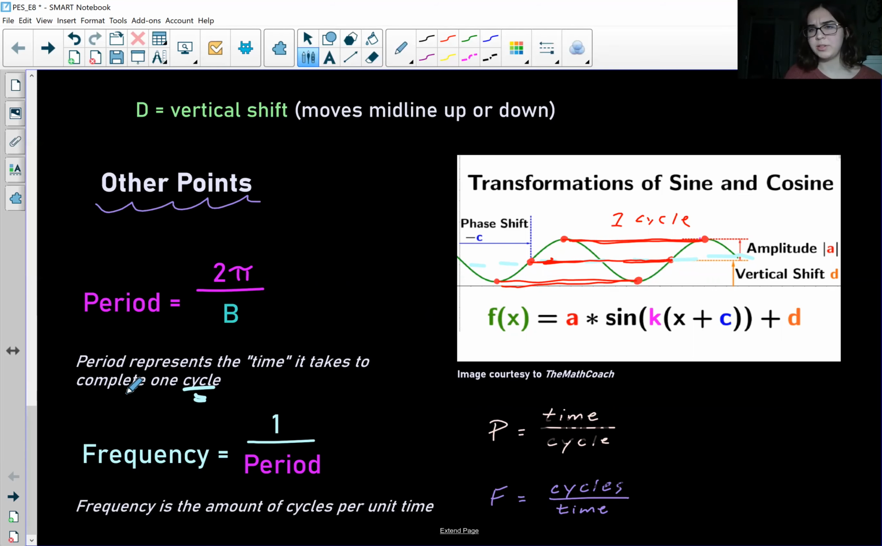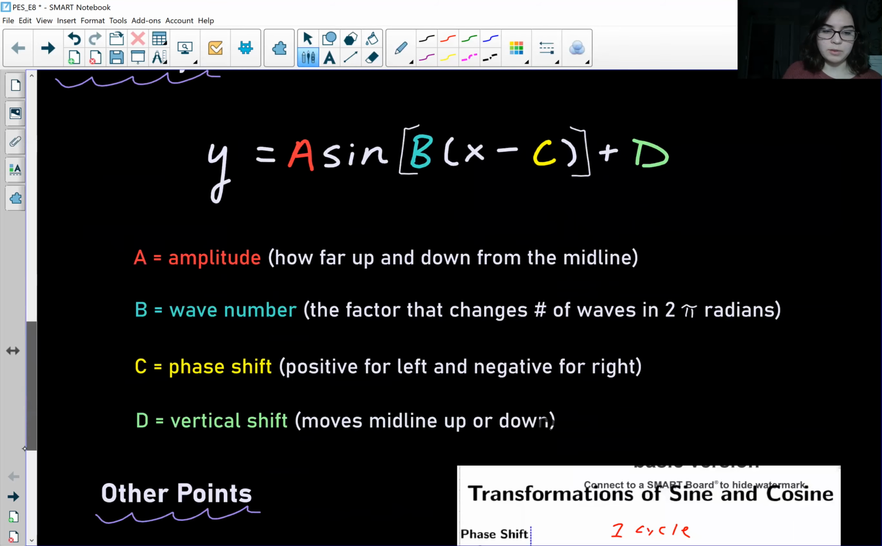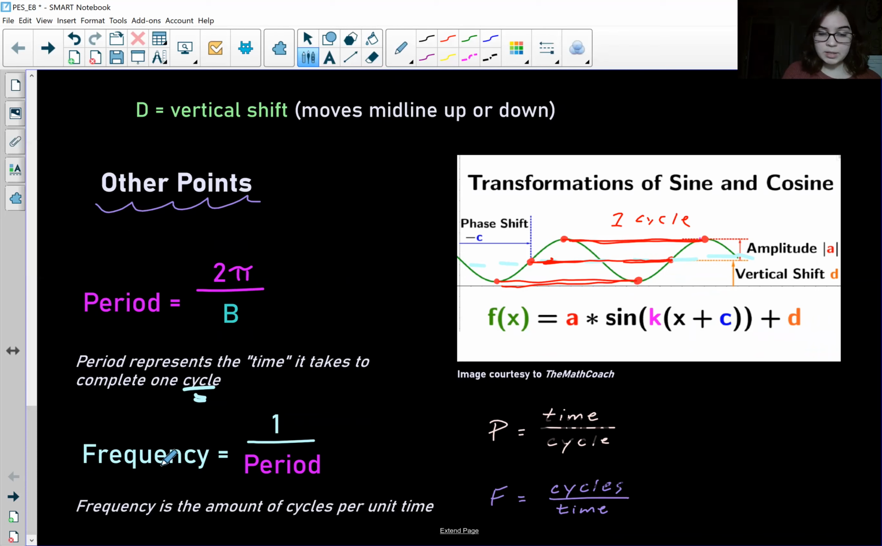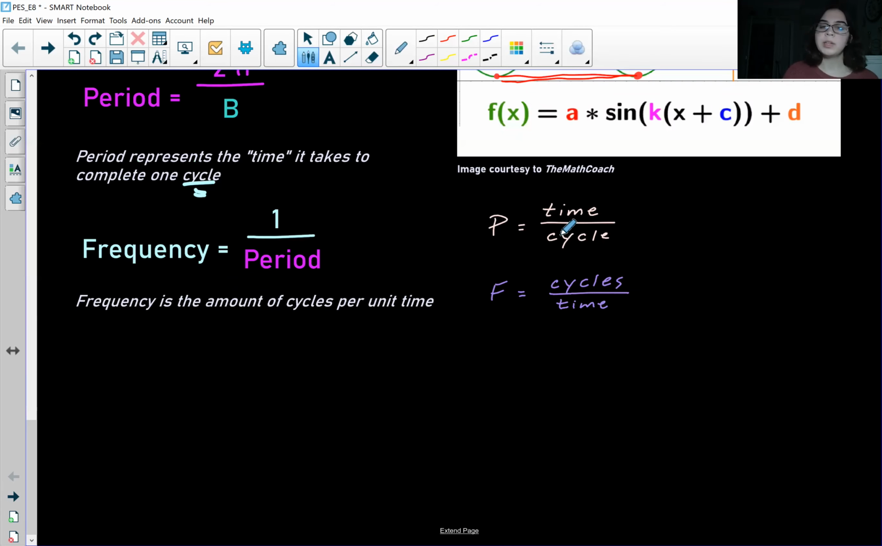And so that's also known as a wavelength, which you've maybe heard of before. And then there's a formula for period. It's just 2 pi divided by b, and b was the wave number. Frequency is 1 over period, and frequency is the amount of cycles per unit of time. The way that I like to differentiate between the two is that period is time over cycles, so it's the amount of time for 1 cycle, while frequency is cycles over 1 unit of time. So they're just kind of flipped there.